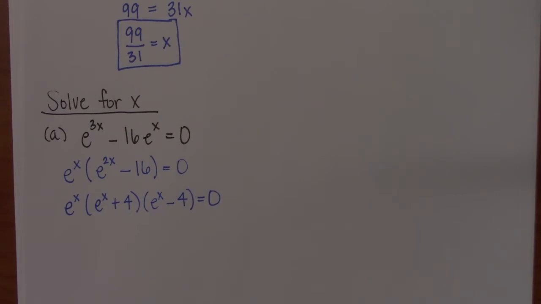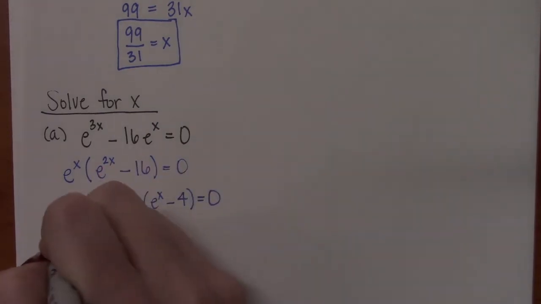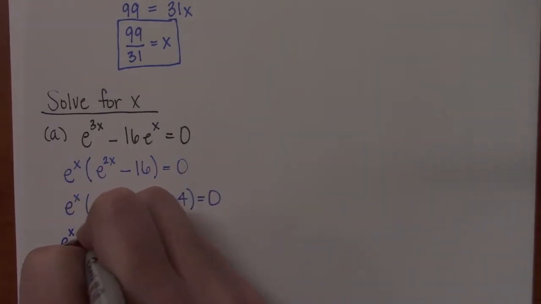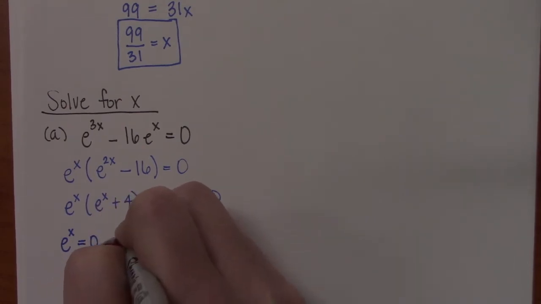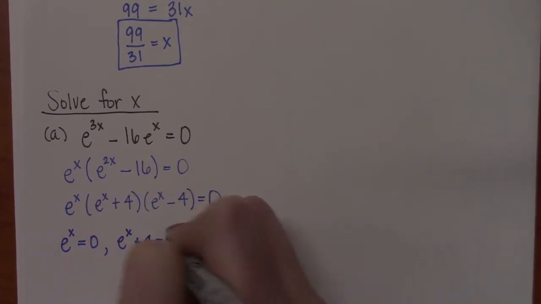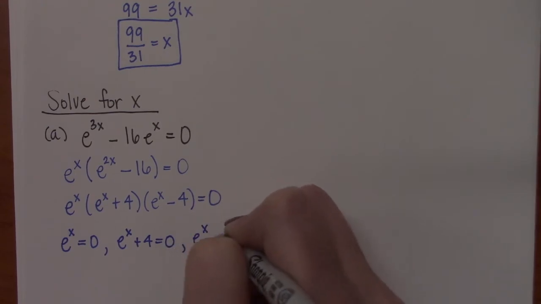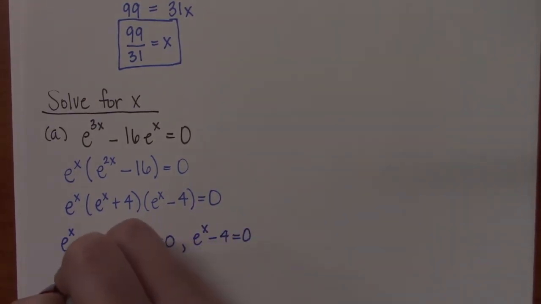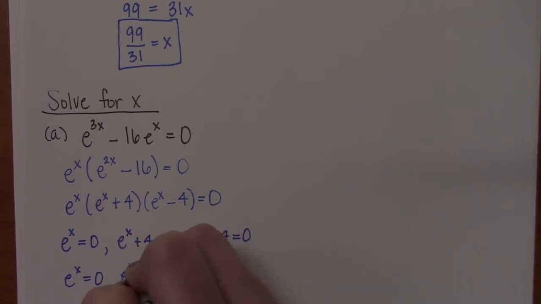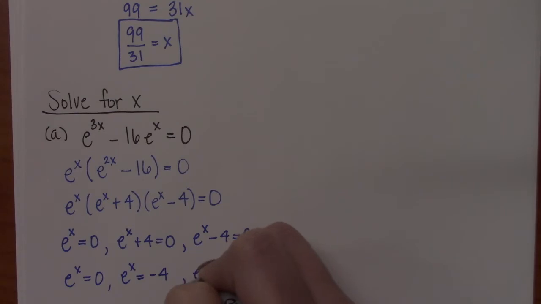So now that we've factored as far as we can, the next step says, well, use the zero product property. You set each one of these pieces equal to 0 and see what values of x would make it 0. So here's what would happen. We'd get e to the x equals 0, or e to the x plus 4 equals 0, or e to the x minus 4 equals 0. I'm just going to drop this guy down for a second. And so this would mean e to the x equals negative 4, or e to the x equals positive 4.